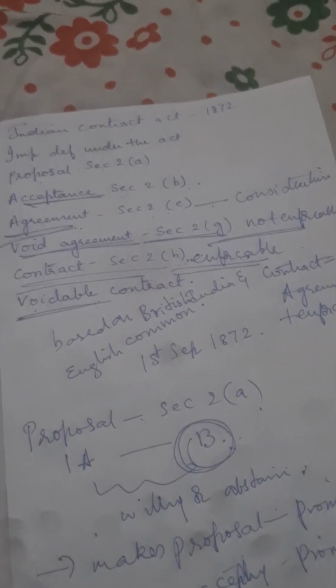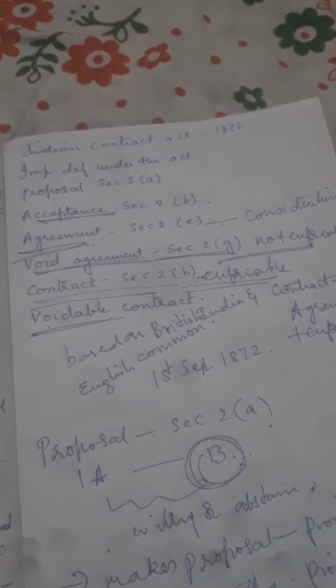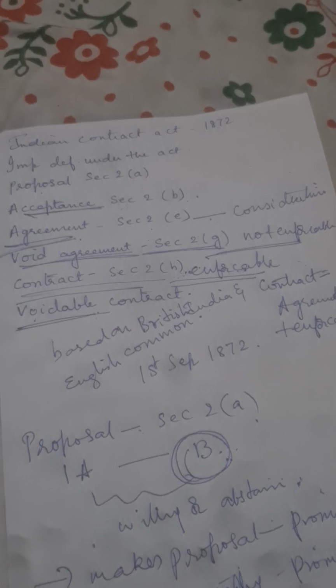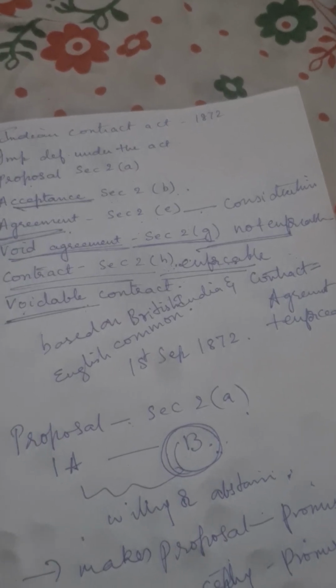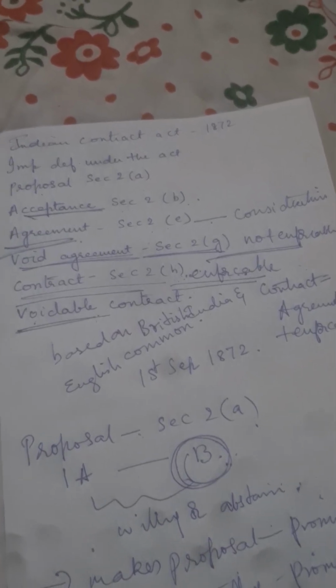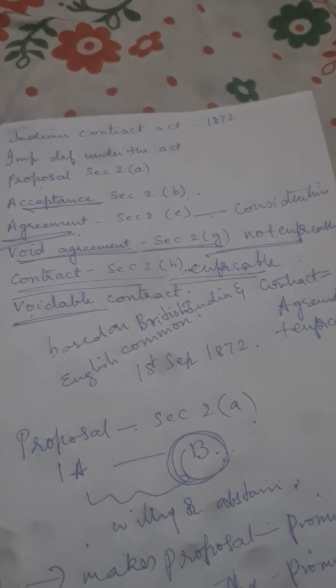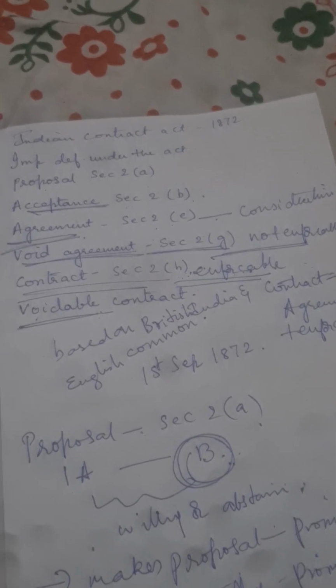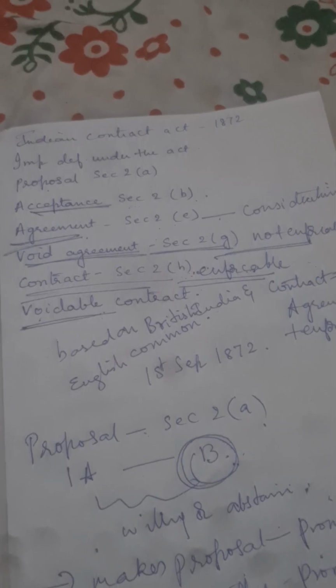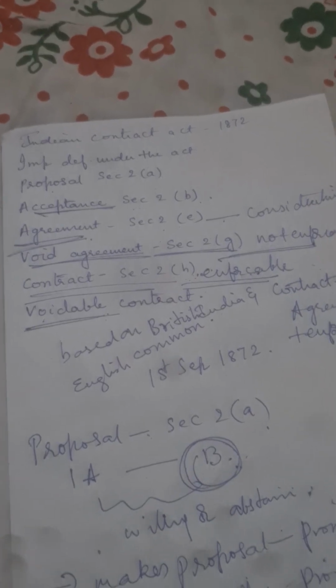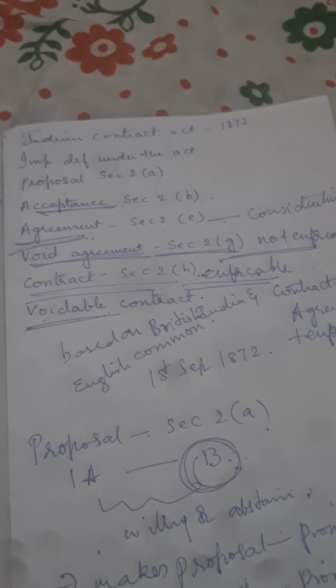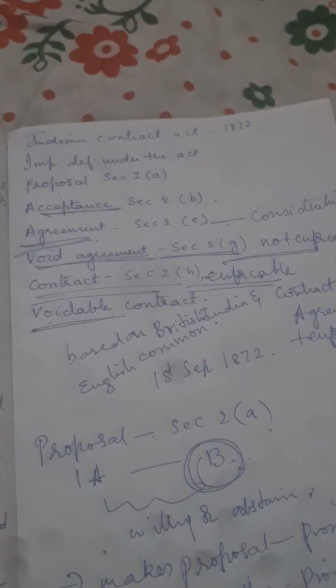Void agreement, section 2G. An agreement not enforceable by law is said to be void. Contract is section 2H. An agreement enforceable by law is called a contract. In simple words, a contract is nothing but agreement plus enforceability.